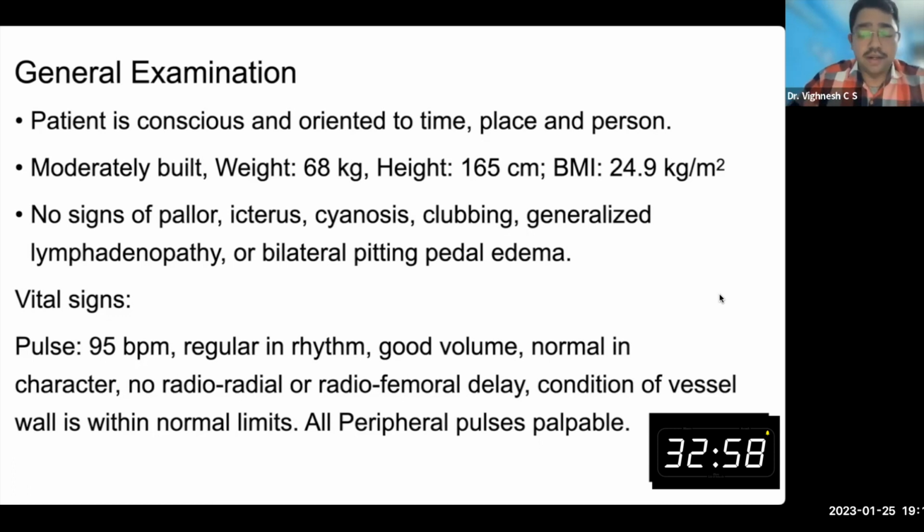On general examination, the patient is conscious, oriented to time, place, and person, moderately built, with a weight of 68 kgs and a BMI of 24.9 kg per meter square. No signs of pallor, icterus, cyanosis, clubbing, generalized lymphadenopathy, or bilateral pitting pedal edema at present. Vital signs: the pulse rate was found to be 95 beats per minute, regular in rhythm.